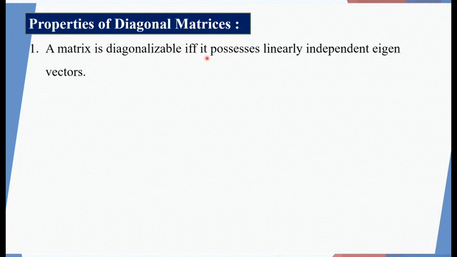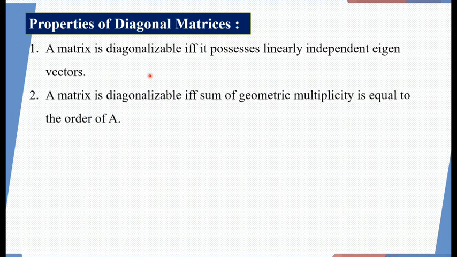Number 1, a matrix is diagonalizable if and only if it possesses linearly independent eigenvectors. If there are no linearly independent eigenvectors, then the matrix cannot be diagonalizable. Number 2, a matrix is diagonalizable if and only if the sum of the geometric multiplicities is equal to the order of A.